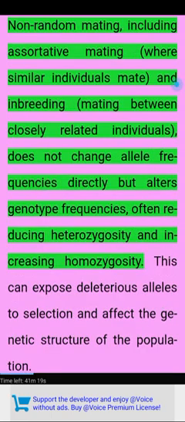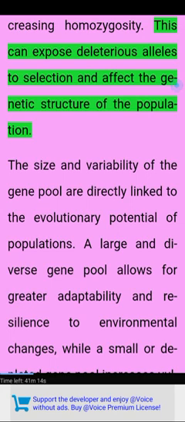in the population. Non-random mating, including assortative mating, where similar individuals mate, and inbreeding, mating between closely related individuals, does not change allele frequencies directly but alters genotype frequencies, often reducing heterozygosity and increasing homozygosity. This can expose deleterious alleles to selection and affect the genetic structure of the population.